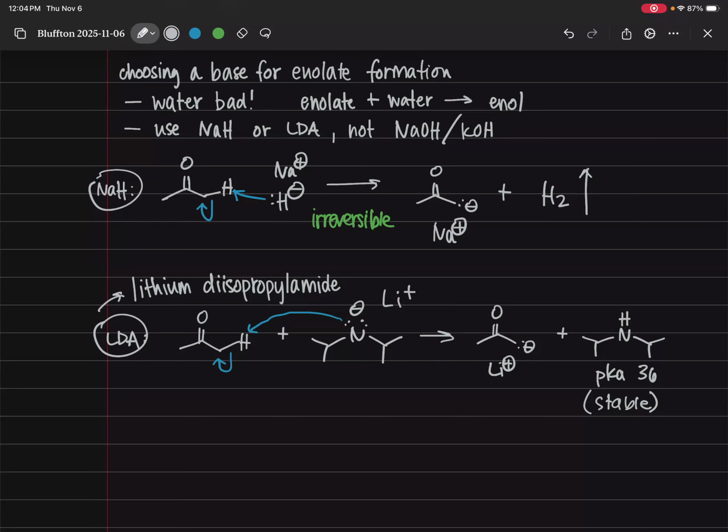I think the pKa of acetone is, I don't know. Probably should know that, but yeah, favorable reaction, also essentially irreversible.